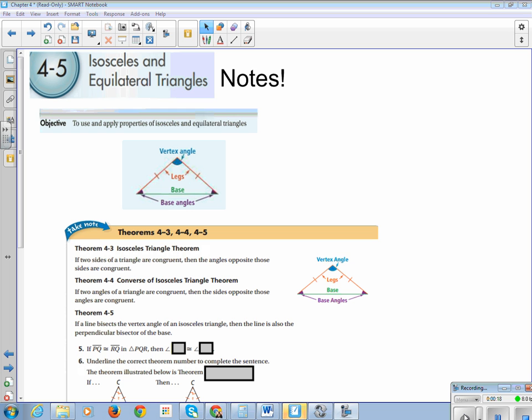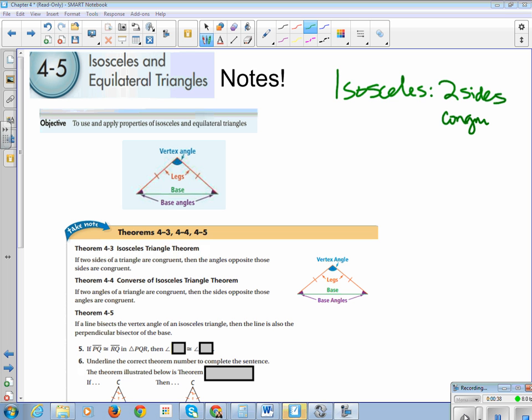This may be a product of my profession, but I love it when triangles are isosceles or equilateral. I love it. What is an isosceles triangle? Two sides congruent, and equilateral is when you have three sides congruent.